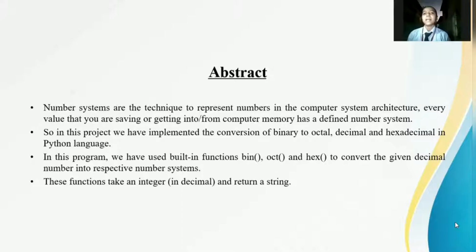Numbering systems are the technique to represent numbers in the computer system architecture. Every value that you are saving or getting input into from computer memory has a defined number system. So in this project, we have implemented the conversion of decimal to binary, octal and hexadecimal in the Python language. In this program, we have used built-in functions bin, oct, and hex to convert the given decimal number into respective number systems. These functions take an integer in the decimal and return a string.